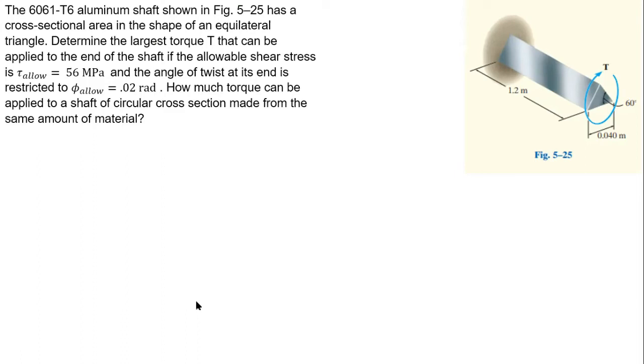So again, meron tayo dito ng dalawang hinahanap. Una is yung maximum torque. And then pangalawa is yung torque natin na i-apply kapag ginawa namang circular cross-section. Gumawa tayo ng shaft in circular cross-section gamit yung same amount ng material natin dito. So again, first step natin is free body diagram. And then given and required.